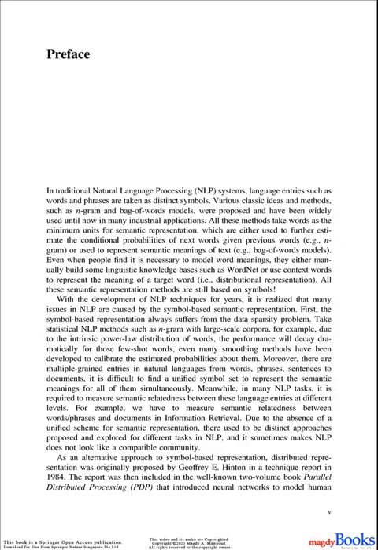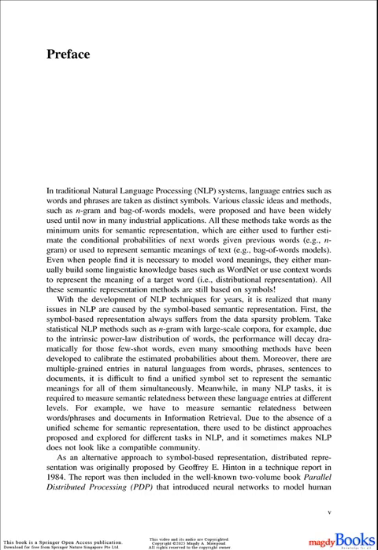Moreover, there are multiple grained entries in natural languages from words, phrases, sentences to documents. It is difficult to find a unified symbol set to represent the semantic meanings for all of them simultaneously. Meanwhile, in many NLP tasks, it is required to measure semantic relatedness between these language entries at different levels. For example, we have to measure semantic relatedness between words, phrases and documents in information retrieval. Due to the absence of a unified scheme for semantic representation, there used to be distinct approaches proposed and explored for different tasks in NLP, and it sometimes makes NLP not look like a compatible community.